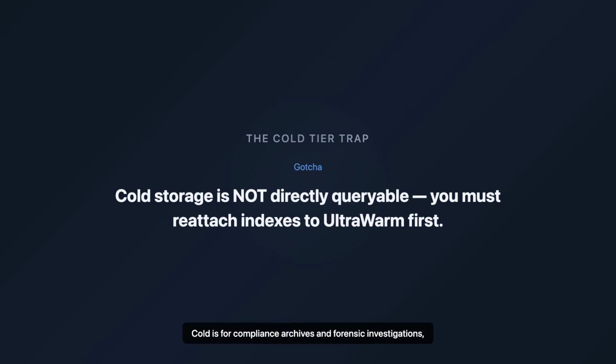Cold is for compliance archives and forensic investigations, where you accept that extra step before reading.